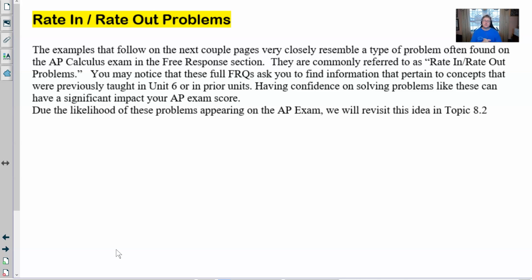Due to the likelihood of these appearing on the exam, I also tend in my course to revisit these in topic 8.2. A lot of teachers may not even talk about these until 8.2 because that's kind of where they fit in on the radar, but they're so important that I plant the seed now, and then we're going to revisit it a little bit later on so that you guys get very good at it. And I've been very fortunate that it is one of the strongest parts of the AP exam for my students at Avon High School over the past years.